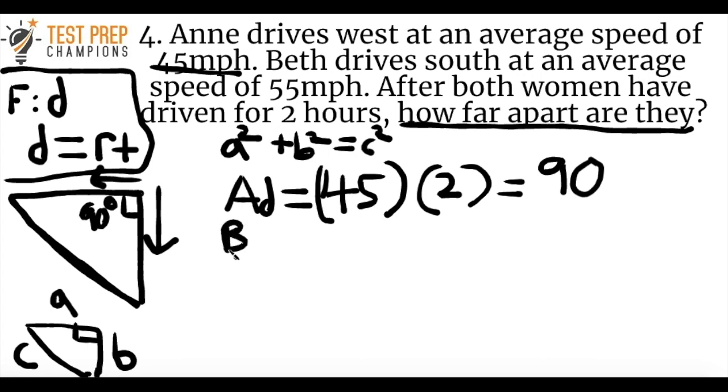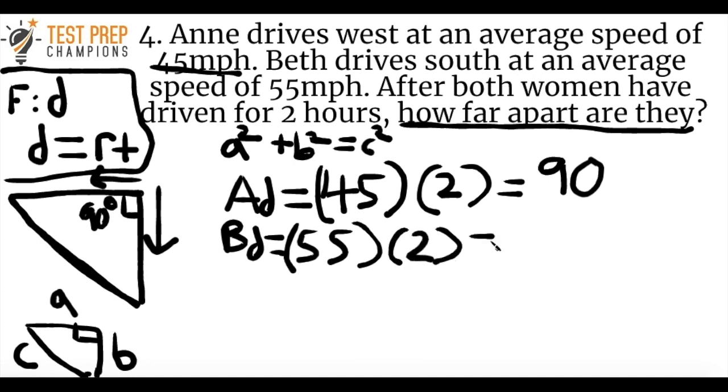So let me write this little BD here, BD for Beth's distance. Beth's rate is 55 miles per hour, and again the time is going to be the same. We're just using the formula distance equals rate times time, where BD is Beth's distance. Beth's rate is 55 and the time is 2 hours, so we do 55 times 2. What is 55 times 2? 55 times 2 is 110, and these are miles. So we know that Anne drove 90 miles and Beth drove 110 miles.